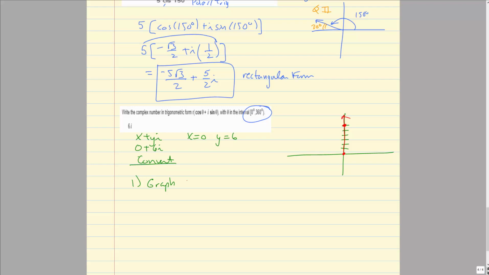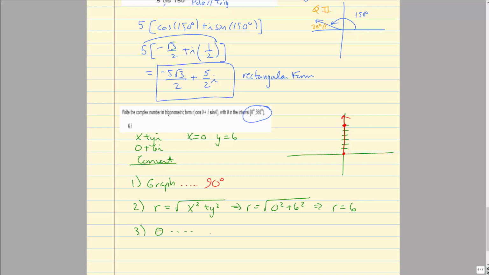So that's something to remember. So I'm going to graph this, and I'm on a quadrantal angle. I'm at 90 degrees. So next we're going to solve for r. R is the square root of x squared plus y squared. X squared is 0 squared plus 6 squared. 6 squared is 36. The square root of 36 is 6. So that's 6 for r.